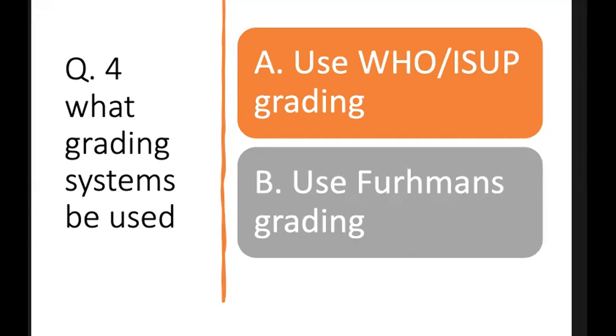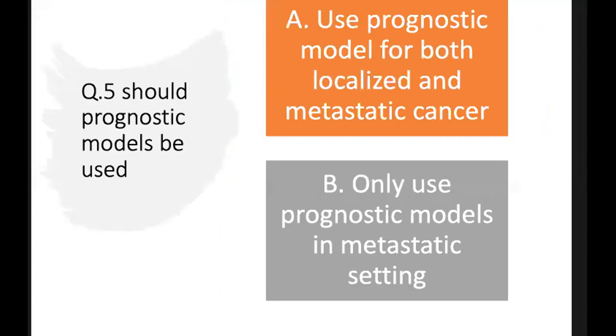So the next poll, the next question is that should prognostic models be used in patients with RCC? Should they only be used for localized and metastatic cancer or only in the metastatic settings?